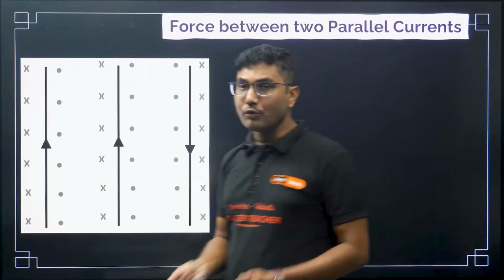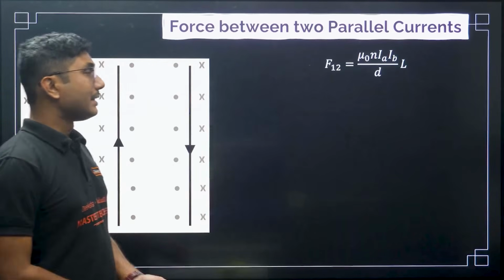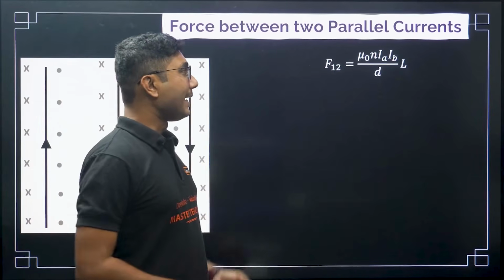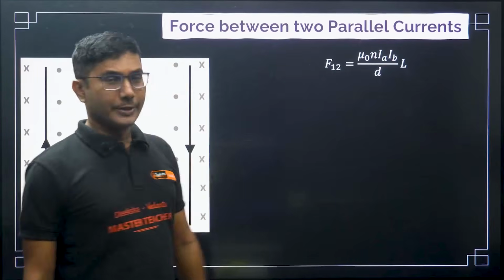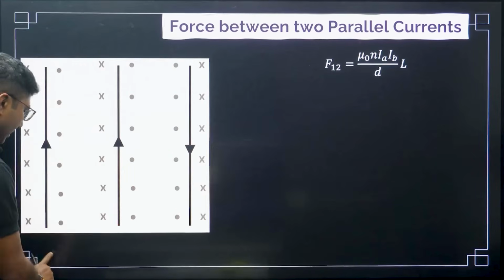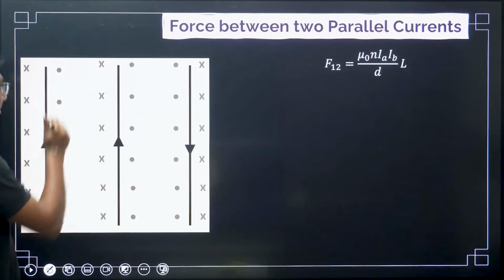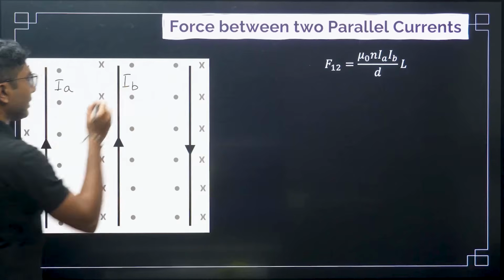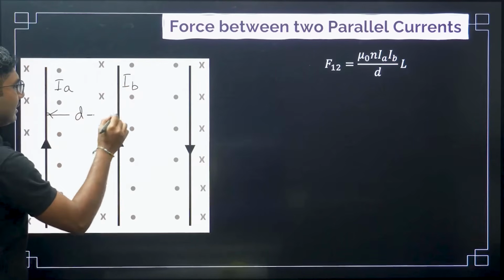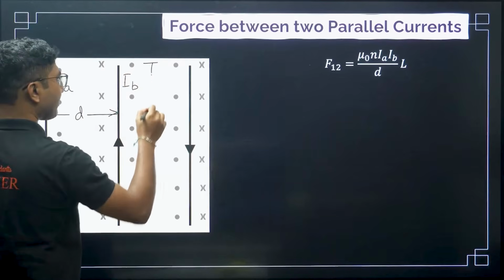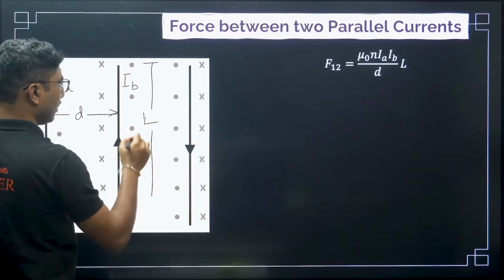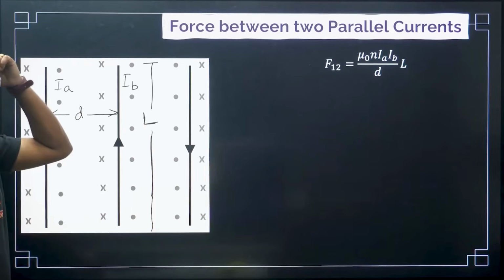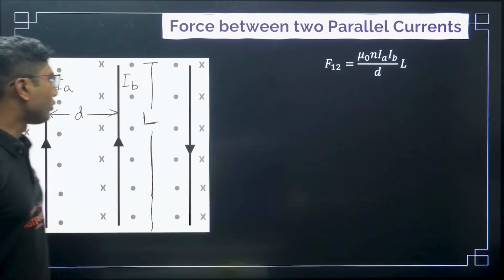So what will be the force between two parallel current carrying wires? The expression for force is given by mu naught Ia Ib L by 2 pi D. So suppose the current passing through this wire is Ia, current passing through this is Ib, the distance between the wires is D, and for the time being I am considering a length L. They are not infinite wires, they have some length L. So this is the expression for force between these two wires.